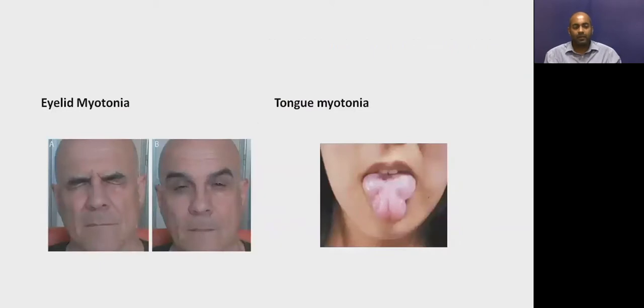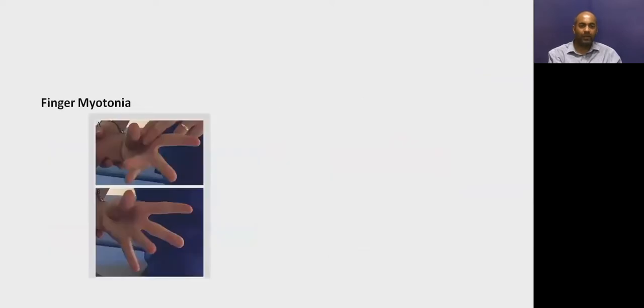Right. So this is a picture of a patient with eyelid myotonia. He has forcibly closed his eyes and has difficulty opening them after that. Tongue myotonia and finger myotonia: after finger grip, the patient has difficulty opening his fist.